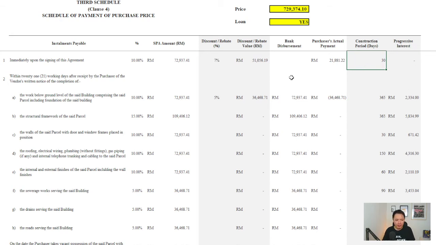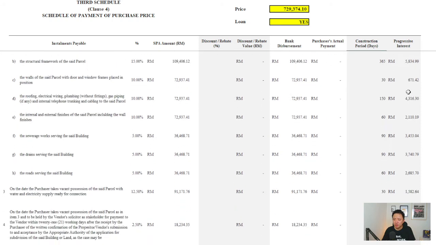Now since the bank is disbursing the loan based on the progress of the project, they will charge interest when they disburse, so it won't be free. Based on the amount released to the developer, the bank will charge you interest, right, over the course of 4 years.